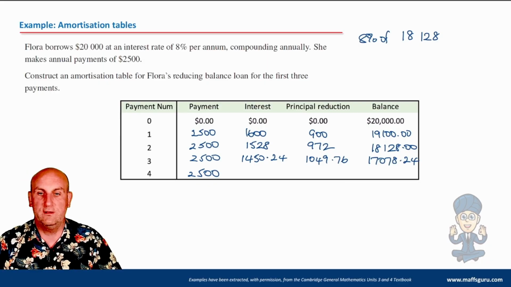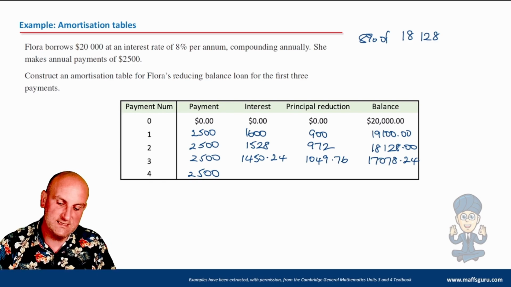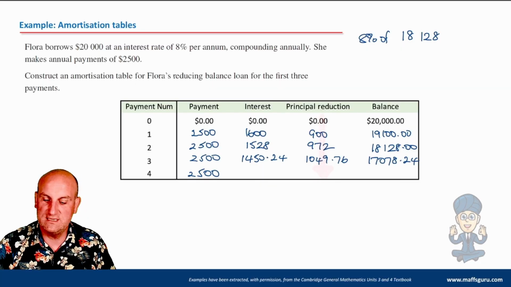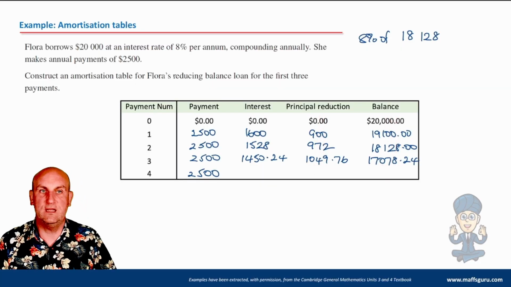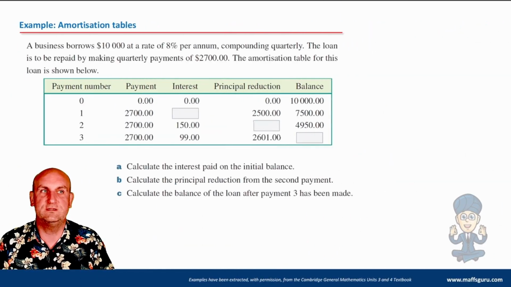And what I'm actually going to do is leave the last line to you. I don't want to make this video any longer than it needs to be, but can you now work out? Because what is important to notice is my payment is staying the same, my interest is going down, my principal reduction is going up, my balance is going down. All right, so that becomes really important and the basis of an amortization table.